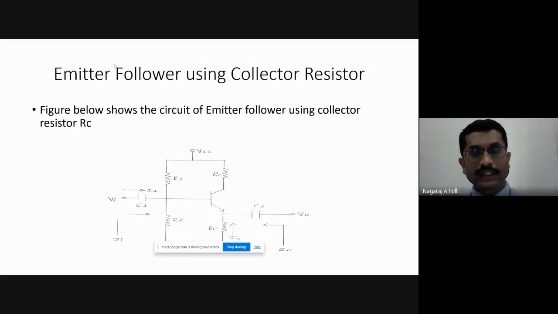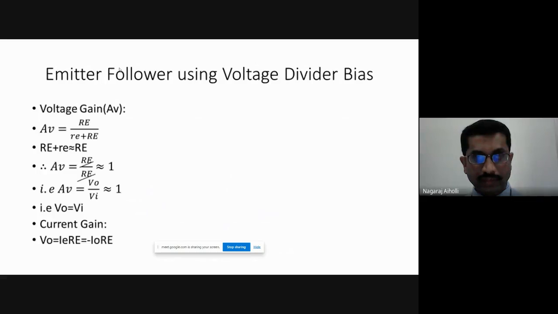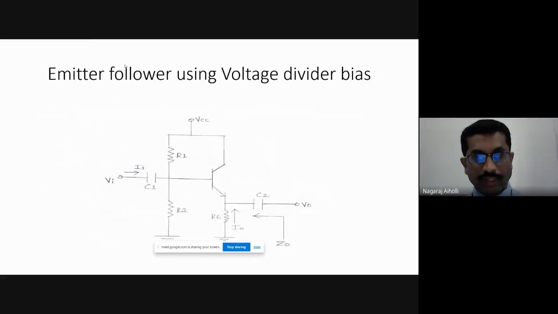Emitter follower using collector resistor. Till now, we have seen emitter follower with voltage divider bias, but in the previous circuit, we'll see the previous circuit. There is no collector resistance here. If you are seeing here, there is no collector resistance present. But in the next circuit, it is emitter follower with voltage divider bias considering the collector resistor, considering the RC resistance. Let us go to that circuit.